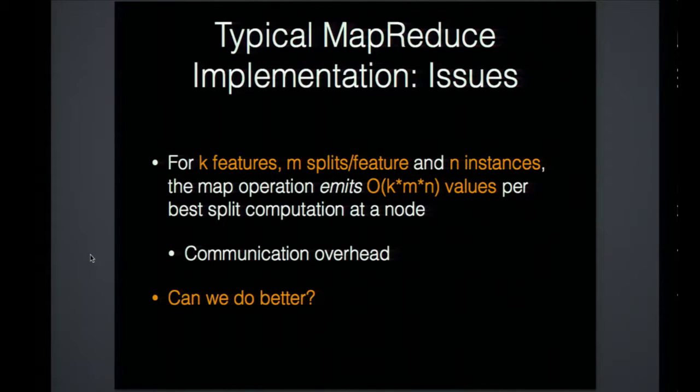So in general, if we have k features, m splits per feature, and n instances, the map operation emits on the order of k times m times n values per best split computation at a node. So this leads to a lot of communication overhead. So the question is, can we do better?